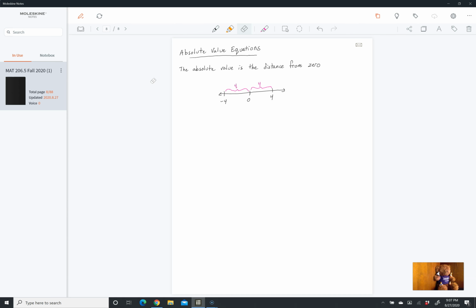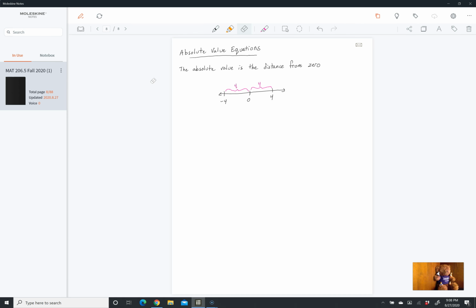Absolute value says we don't care which direction you're going in. We just want to know what's 4 units away, okay? We don't care if it's to the left or to the right. We want to know all of the numbers that are 4 units away from 0, and there are 2 of them. There's 4 and there's -4. We want to know all of the numbers that are 7 units from 0. There are 2 of those, 7 and -7. If we want to know all of the numbers that are 9 units from 0, there are 2, 9 and -9. We don't care what direction it is. We just care that there are 2 numbers that are 9 units from 0.